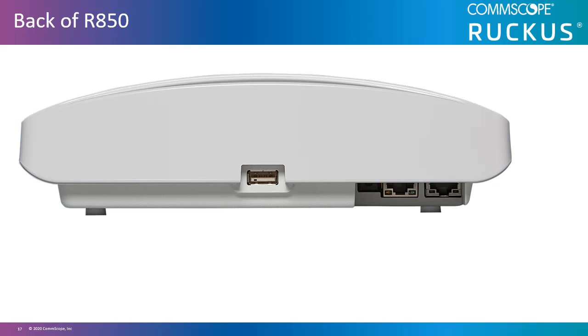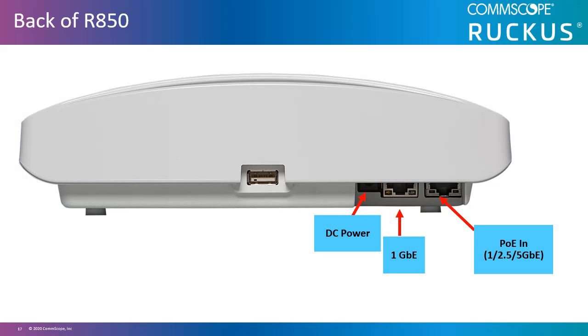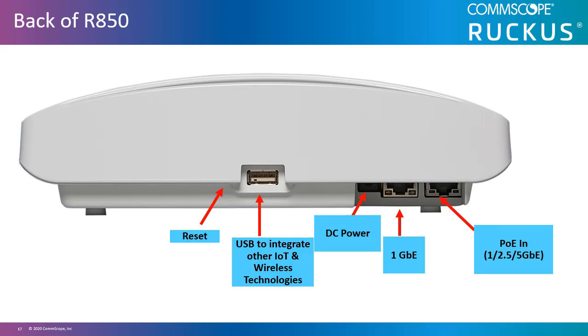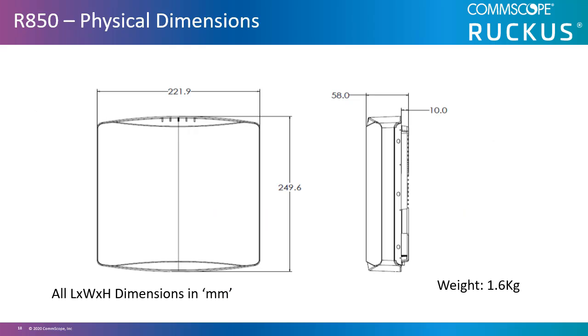Here we see the back of the R850. It has two Ethernet ports. One is for PoE that supports one 2.5 or 5 gigabit Ethernet, and the other supports 1 gigabit Ethernet. An optional DC power adapter can be used to supply 48 volts DC for full functionality. There is a USB port to integrate with other IoT and wireless technology, which provides convergence, and the AP includes a hardware reset switch.